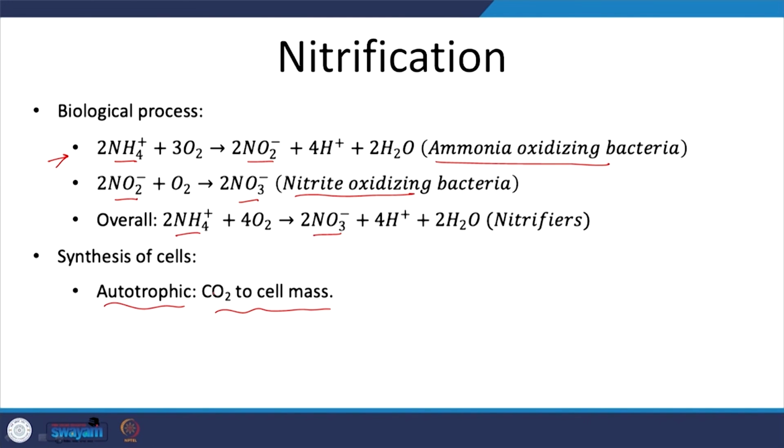That should be enough for this session. In the next session, I will continue talking about nitrification and denitrification. We will look at the mechanisms, and then we will move on to looking at phosphorus removal.